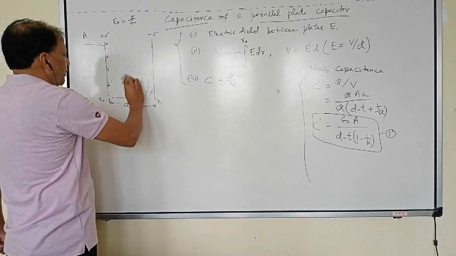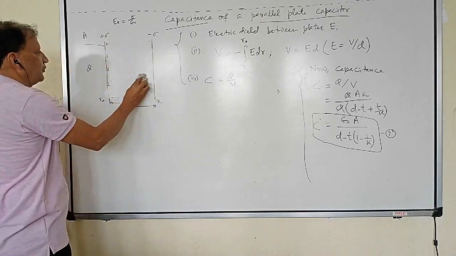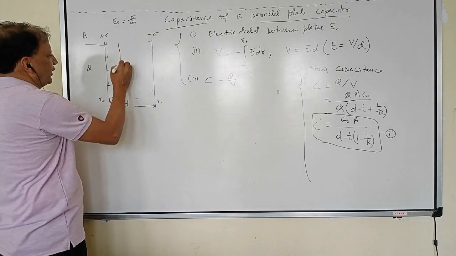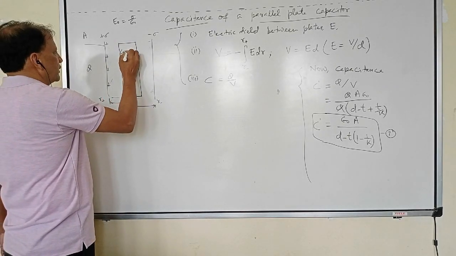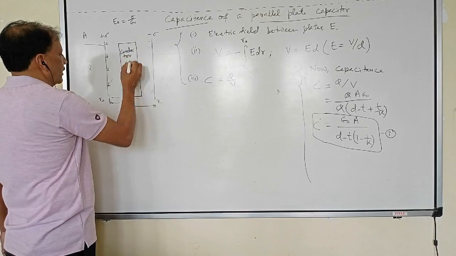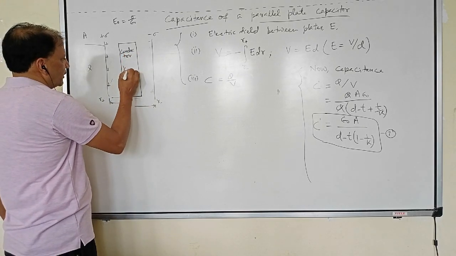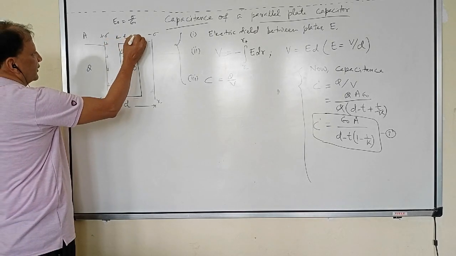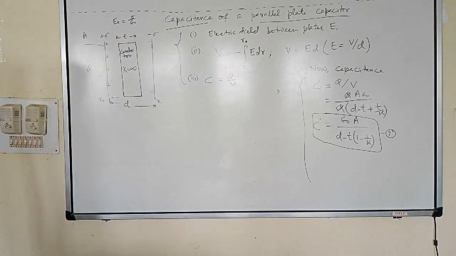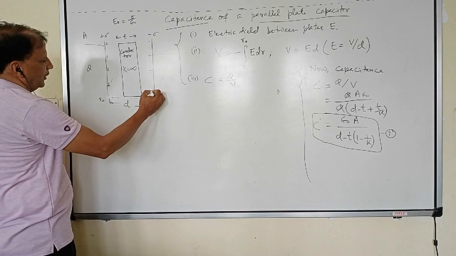Now, the third case. Let us suppose there is a conductor between the plates whose thickness is T. In the case of a conductor, the dielectric constant K will be infinity. Now if this conductor is placed between the plates, what will happen?